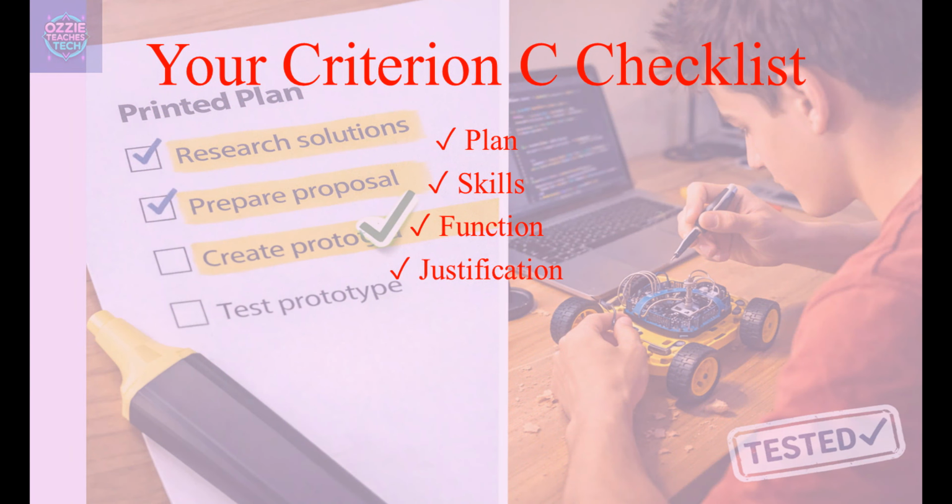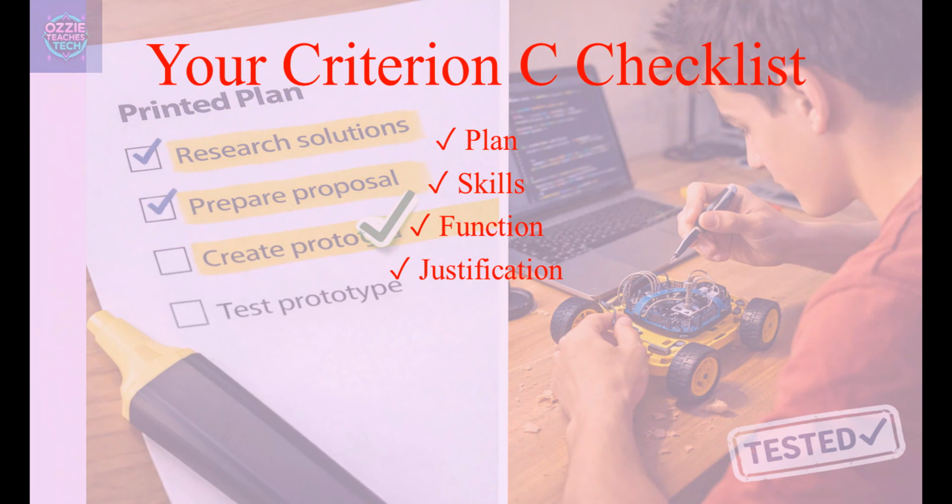Let me give you some insider tips to absolutely crush Criterion C. Do's: document everything with photos, screenshots, and videos. Be honest about challenges and changes. Show your work in progress, not just the final product. Reference your design specifications from Criterion B. Date all your evidence. Organize your portfolio clearly. Proofread your justifications.